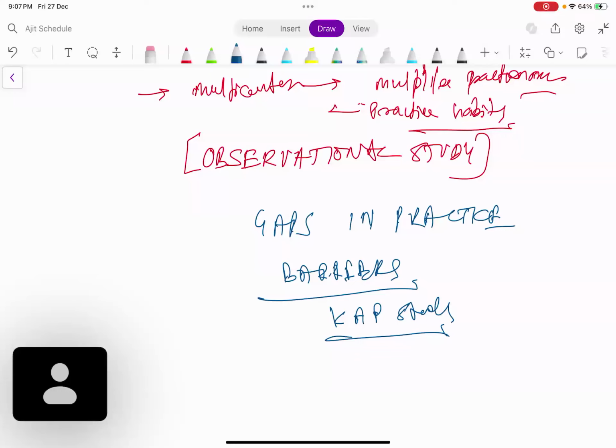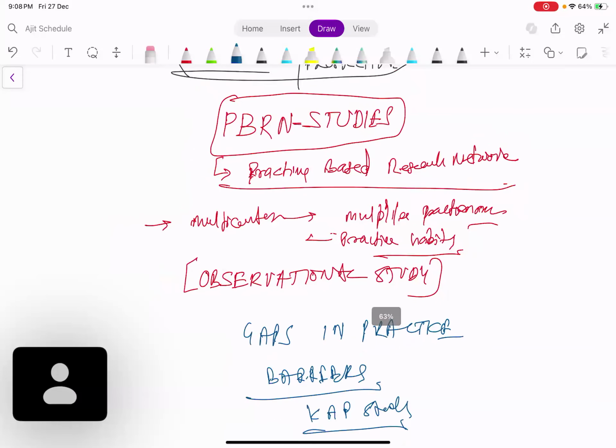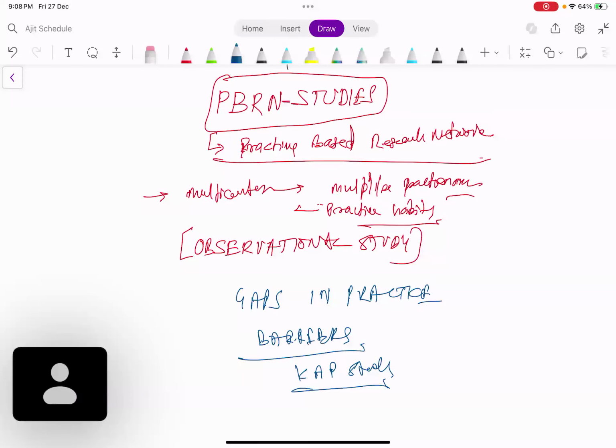These people work on everything. These people try to understand everything through this type of studies only. Through what type of studies? PBRN studies, practice based research network. We call it practice based research network because we have to make a network of similar practice places and similar doctors who are working for heart failure under one network.